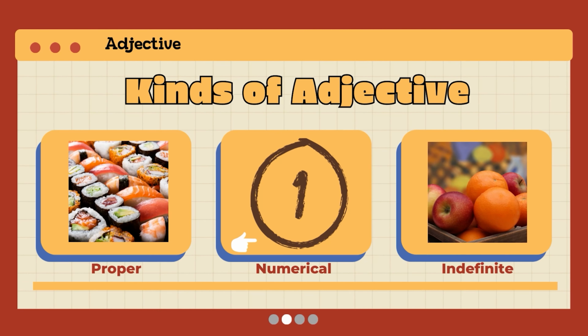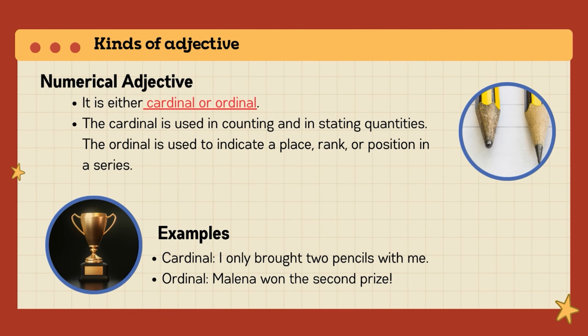The fifth one in this topic is numerical adjective. This adjective limits nouns and pronouns to specific amounts when used as adjectives. It has two types, cardinal and ordinal. The cardinal is used in counting and in stating quantities like 1, 2, 3, 10, 100, and so on.